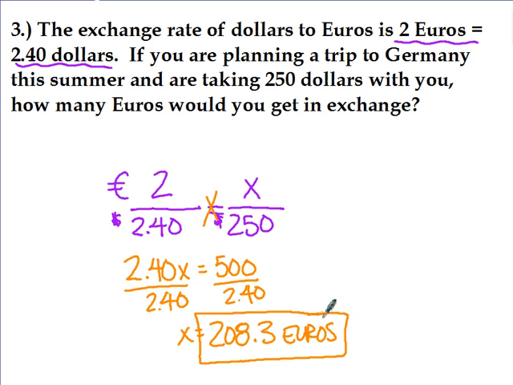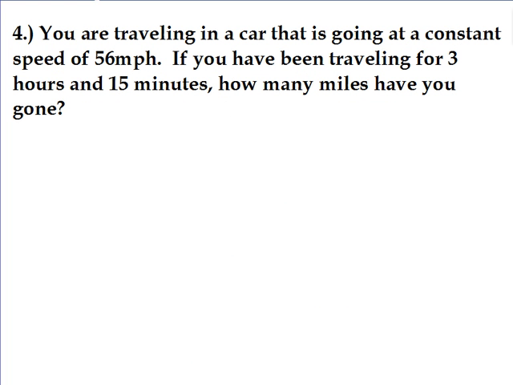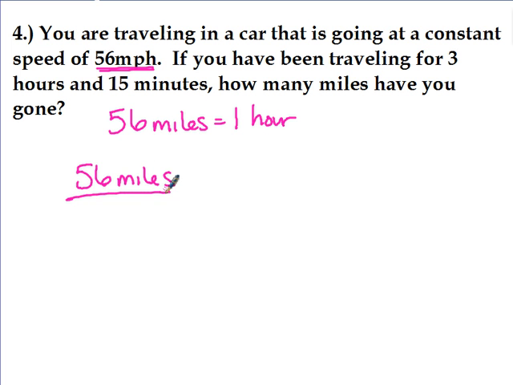Now, this one is one that you're very familiar with, miles per hour. Okay, if you've been traveling for 3 hours and 15 minutes, how many miles have you gone? Well, when you see miles per hour, mph, what that means is it'll take you 1 hour to drive 56 miles. So I can write that as a fraction. 56 miles per 1 hour of driving.